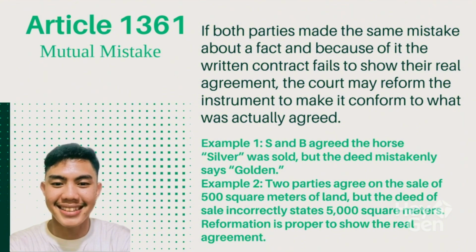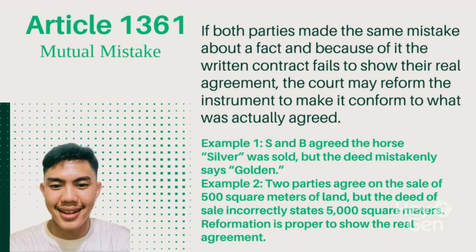If both parties made the same mistake about a fact, and because of it the written contract fails to show their real agreement, the court may reform the instrument to make it conform to what was actually agreed. Example 1. S and B agreed the horse silver was sold, but the deed mistakenly says golden.